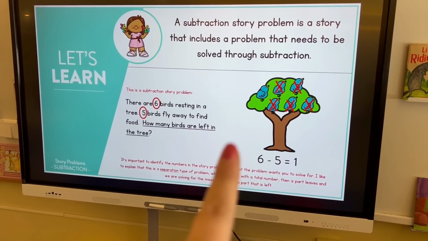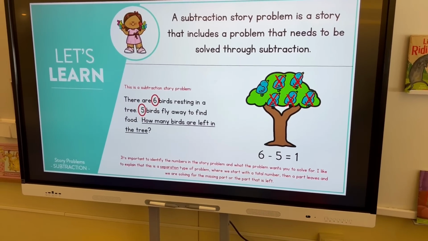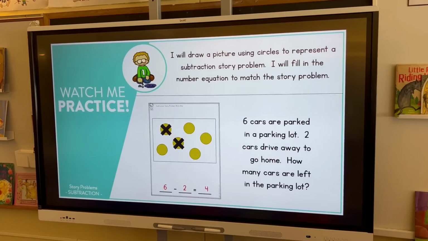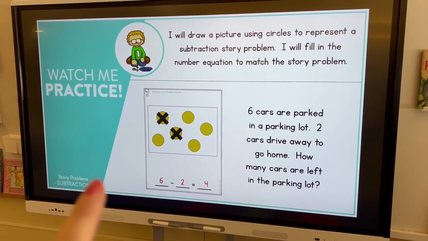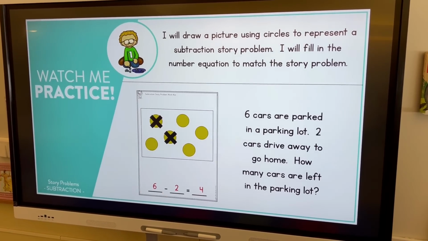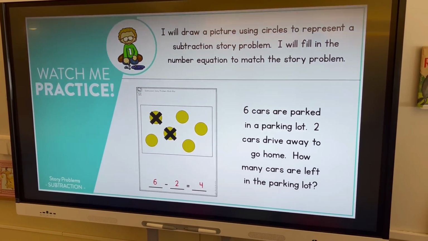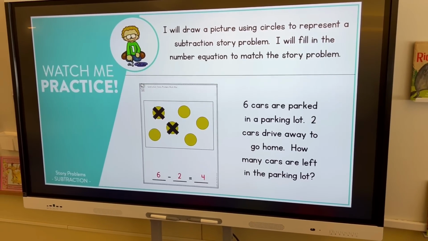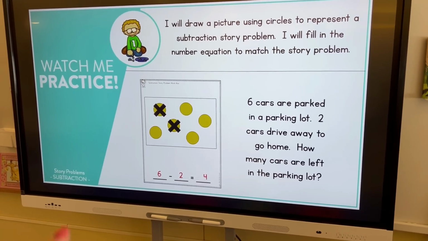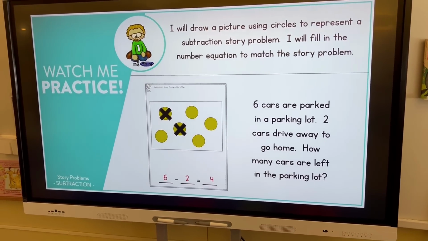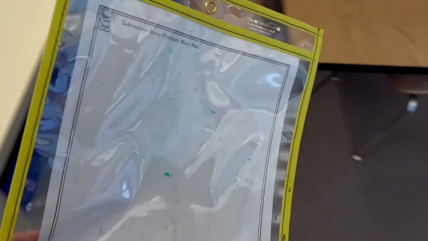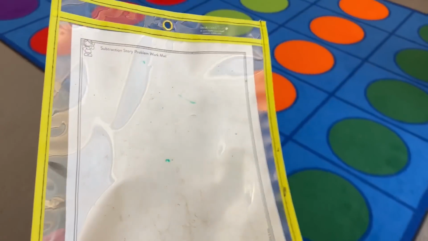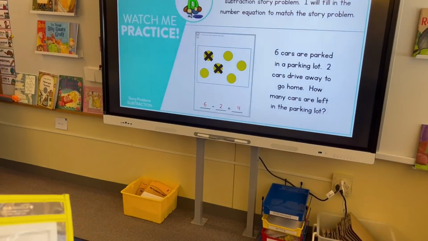And then after we figure out what's happening, we need to figure out how we can solve it. So what equation that looks like. I have a bunch of student mats for them to use that I put in those clear plastic sleeves. I'll show you. And I say that I will draw a picture using circles to represent the story problem. So 6 cars are parked in a parking lot, 2 cars drive away and go home. How many are left? So I will show them exactly how to do this while they have their mat. Let me grab it. These are used and abused, but it'll work. So I just printed out the subtraction story mat, and then I just slide them in here, and they use their whiteboard and marker. So they'll do a couple with me as I explain this.